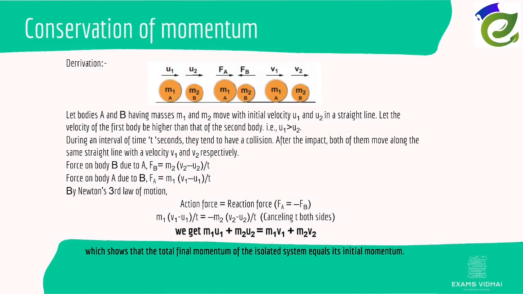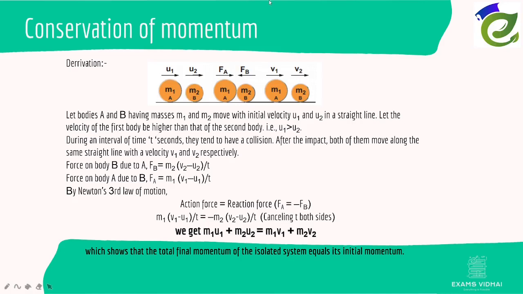Now, conservation of momentum. In the previous part, we discussed that the total momentum before and after collision remains the same. Therefore, let us derive it mathematically and prove whether the case is satisfied or not. Let bodies A and B have masses m1 and m2 and move with initial velocities u1 and u2 in a straight line, and we'll assume that u1 is greater than u2. Since u1 is greater than u2, there has to be a collision at some point of time.